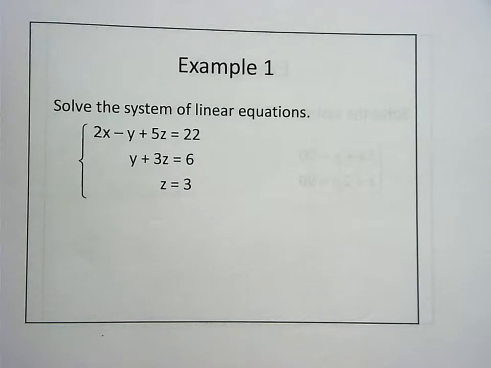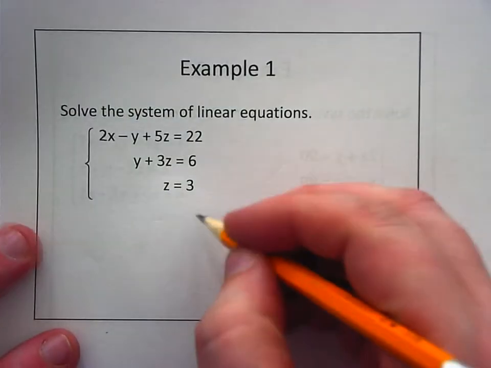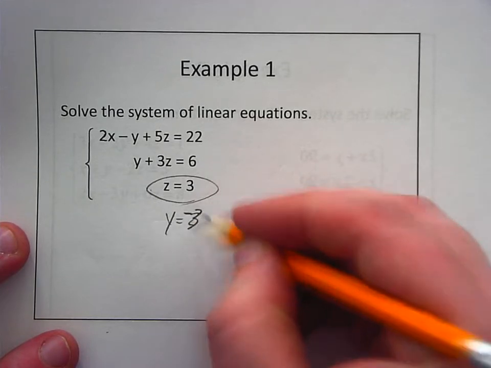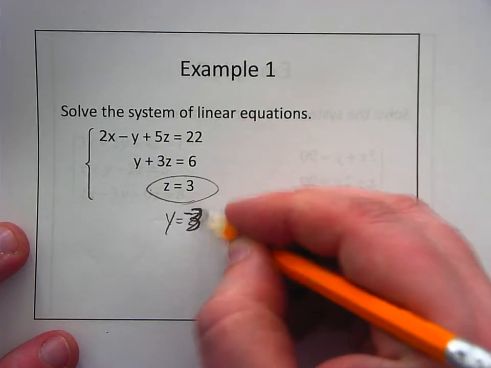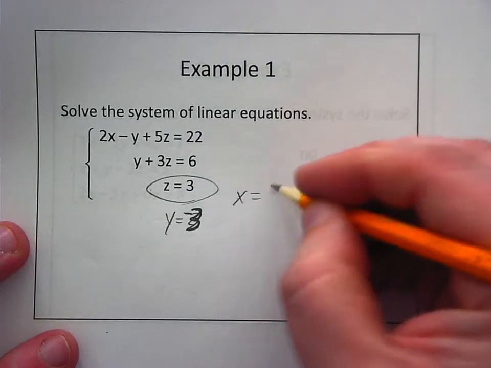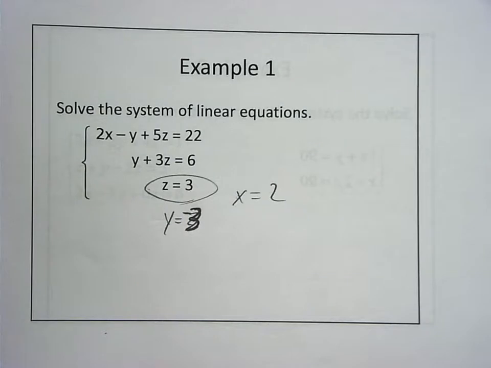Z equals 3. 1/3 of the way done. Y is equal to -3. Y would be -3. X is equal to 2. X equal to 2. Now how would I write that?